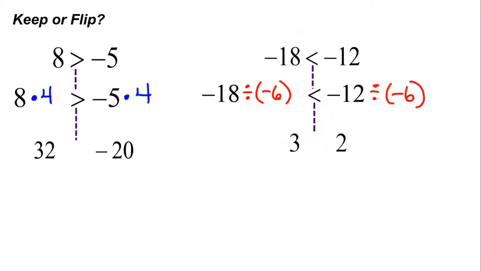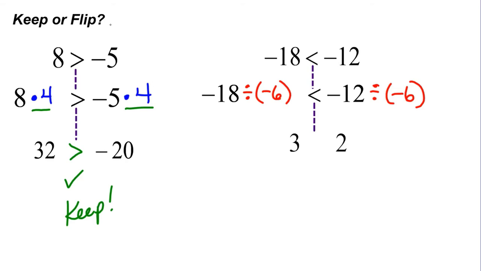So let's see if we can decide whether we should keep or flip. Should we keep the inequality symbol or should we flip it around? Here I have an inequality. 8 is greater than negative 5. And I multiply both sides by a positive 4. And I get 32 and negative 20. Should I keep the greater than symbol or should I flip it around? Well, I multiplied both sides of this inequality by a positive number, so I'm not going to flip the symbol around. It's going to stay greater than, and that is true. 32 is greater than negative 20, so I would keep in this case. Do not flip that inequality symbol around.